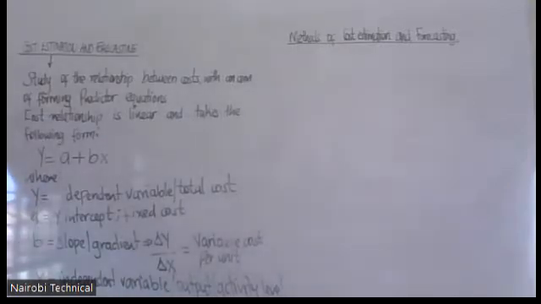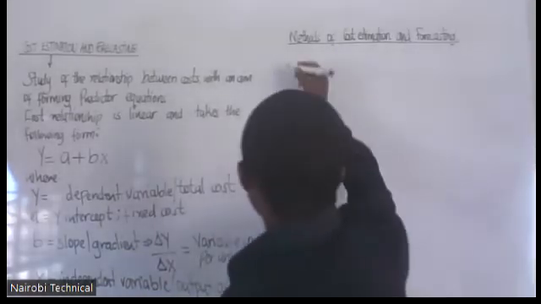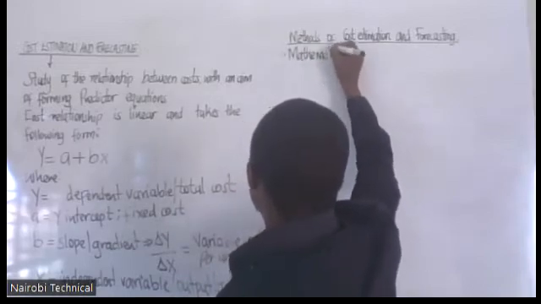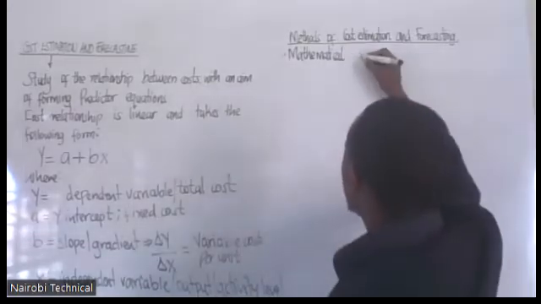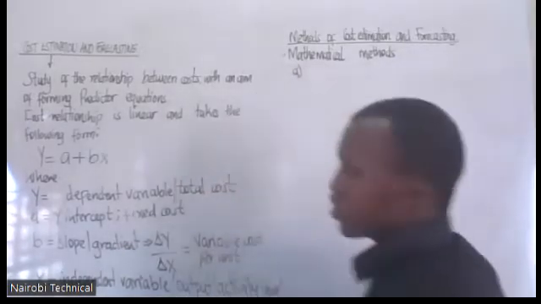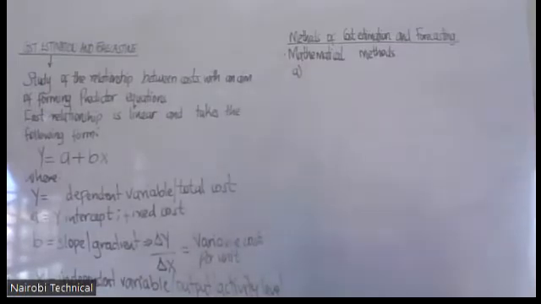So let me give you the methods of cost estimation and forecasting. Now we have two broad methods of cost estimation and forecasting. Number one is what we refer to as mathematical methods. And under mathematical methods, guys, you have two broad methods.